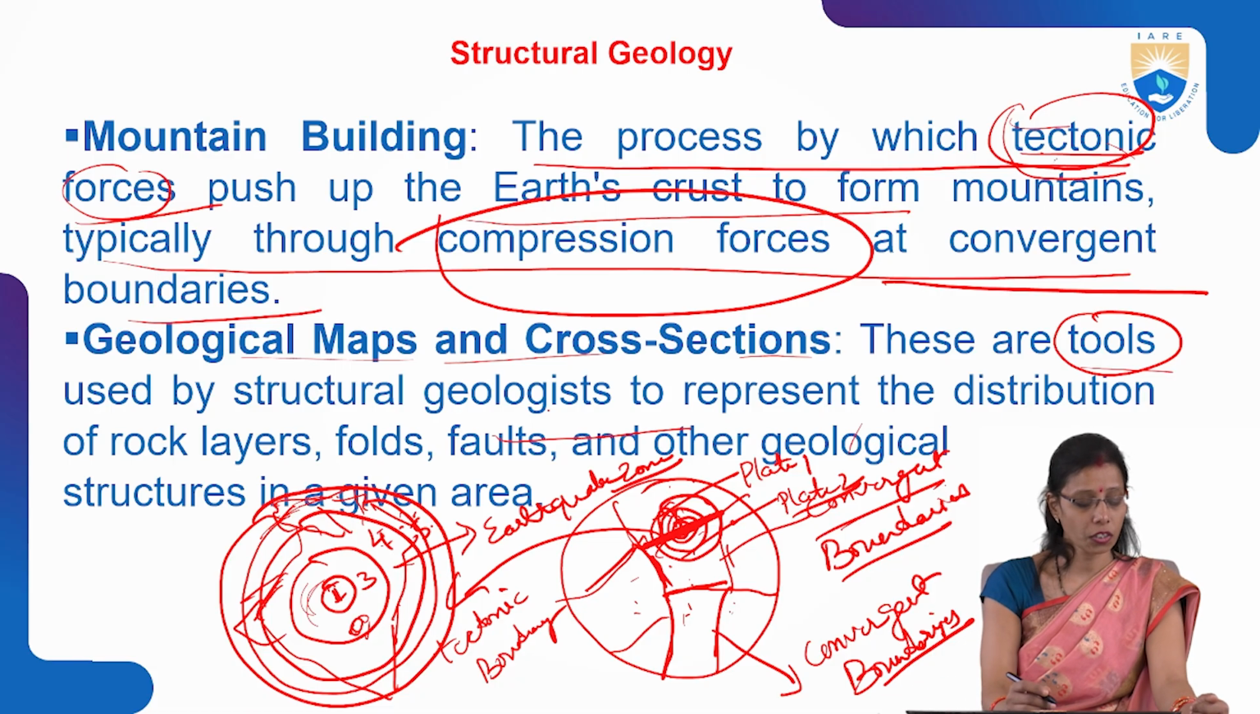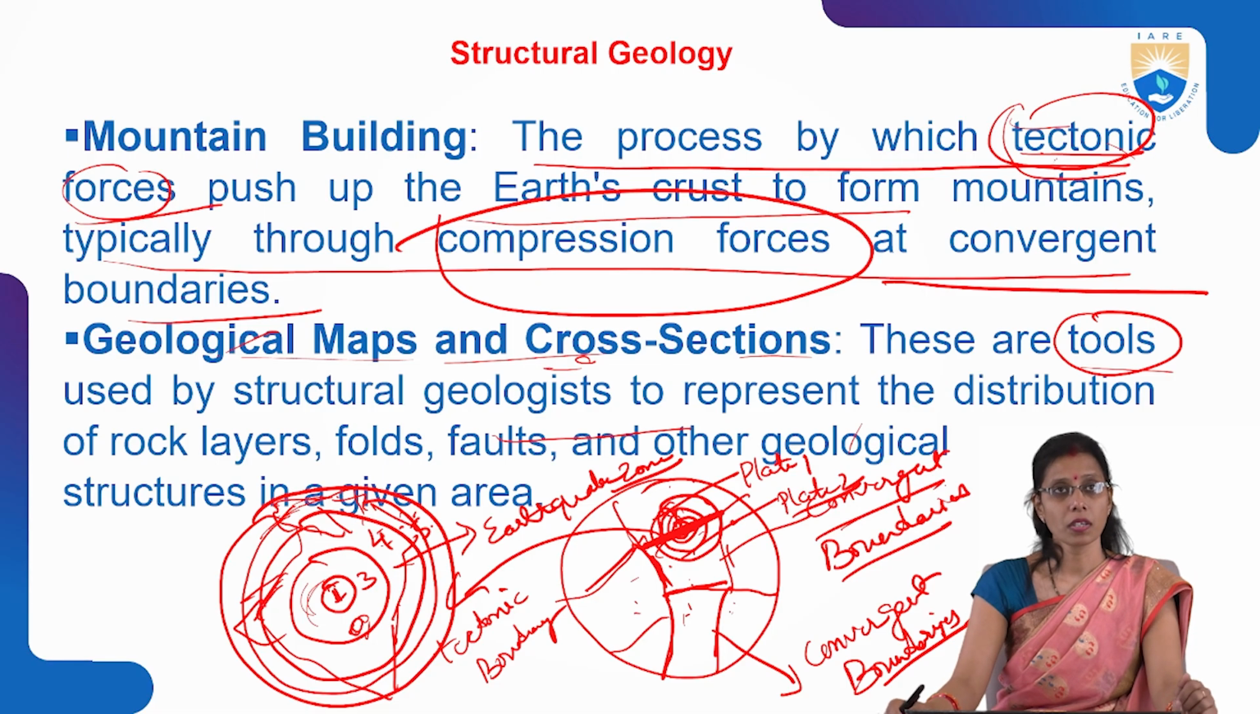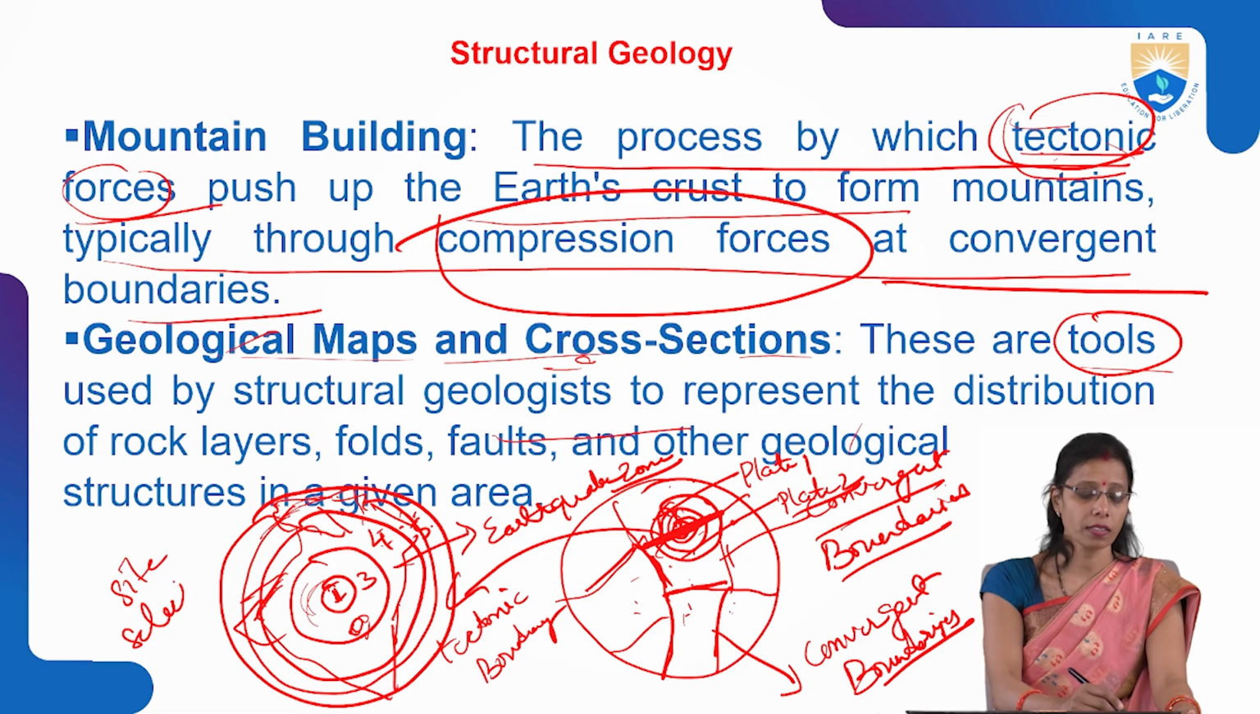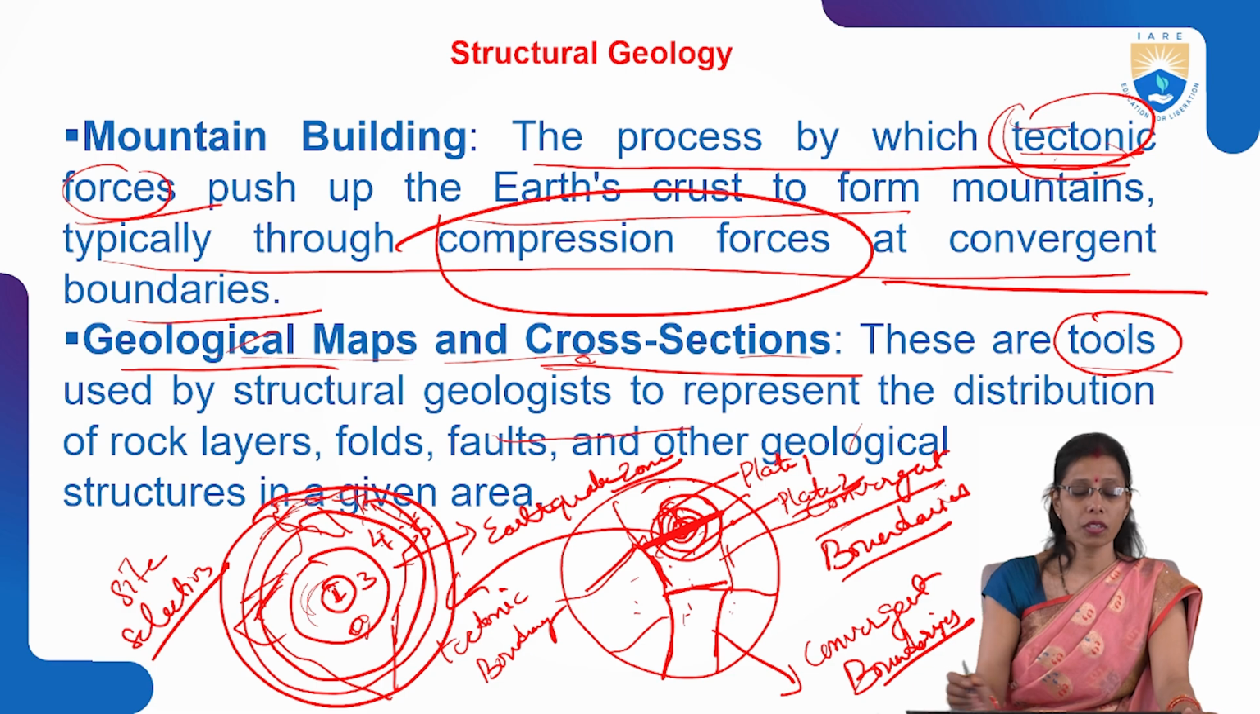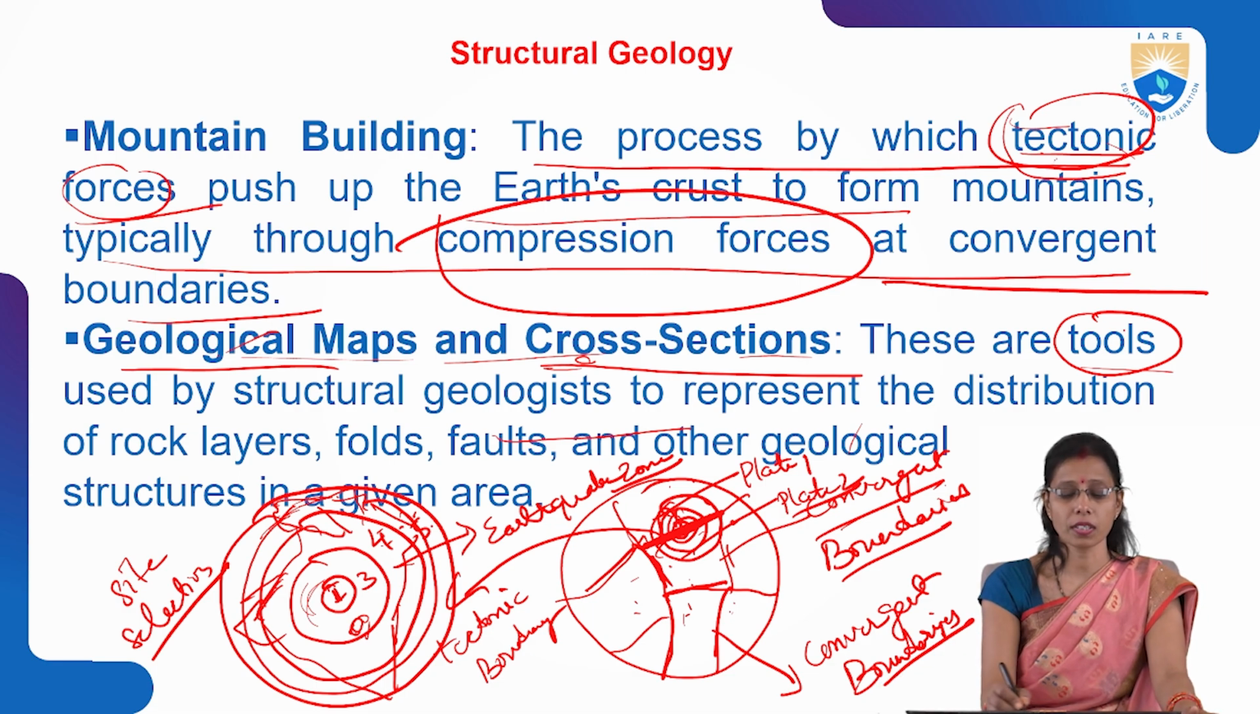So here the geologists will use cross-section maps and geological maps. When you check a geological map, it will show you the main areas which are suitable for construction works. So site selection is done basically based on the geological maps and cross-section maps.